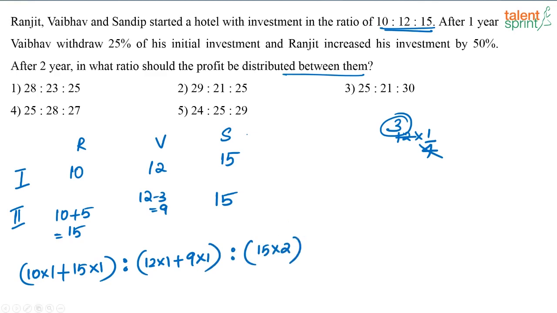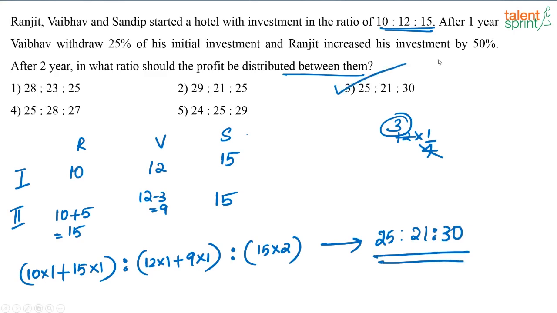So this is the ratio in which the profits will be shared between them. This is nothing but 10 plus 15, that is 25, is to 21, is to 30. So your correct answer is option 3. 25 is to 21 is to 30. This is the ratio in which the profit will be distributed between them. The thing that you have to keep in mind here is that in case of partnerships, the distribution of profit happens according to the amount that each person has invested multiplied by the period for which they have invested that amount. So option 3 is your answer.